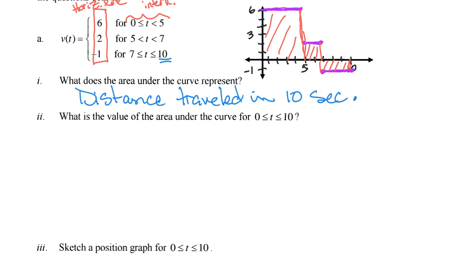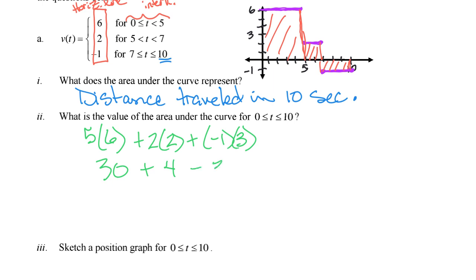Okay, so going back to the idea of for 5 seconds, we have a horizontal line at 6, plus for 2 seconds, from 5 to 7, we have a horizontal line at 2, and plus at -1, we have that horizontal line for 3 units from 7 to 10. So we're going to have 30 plus 4 minus 3, which is 31 feet.